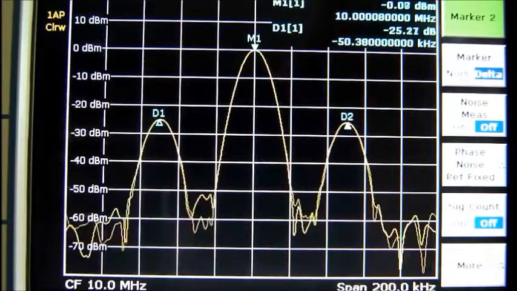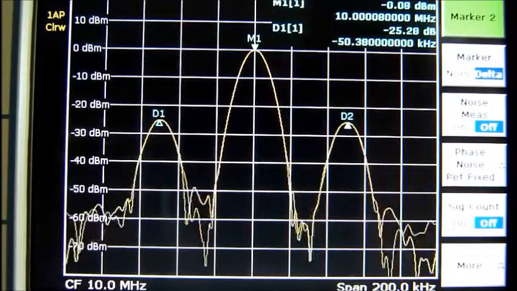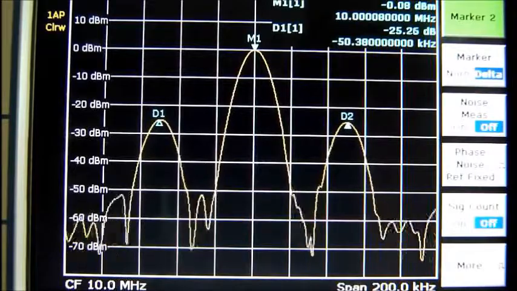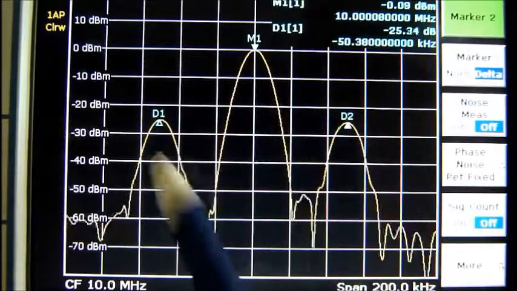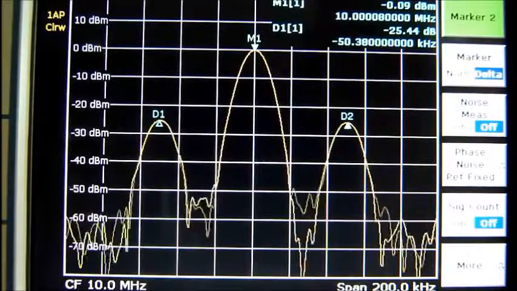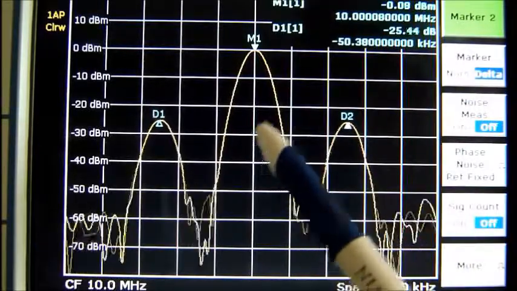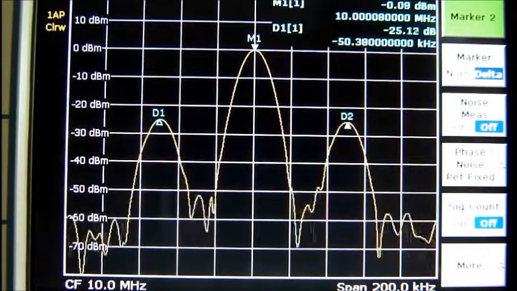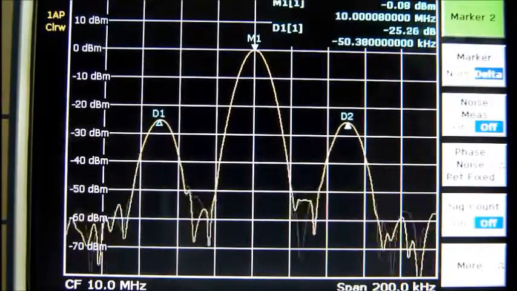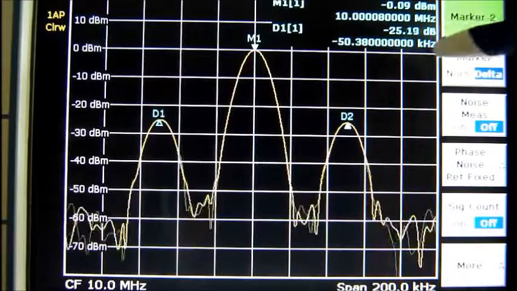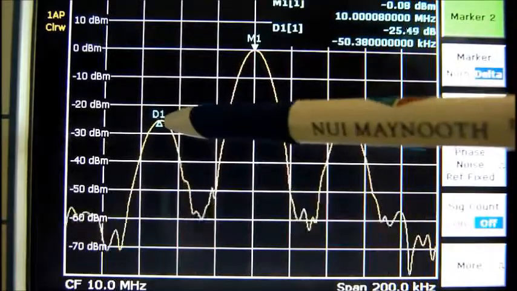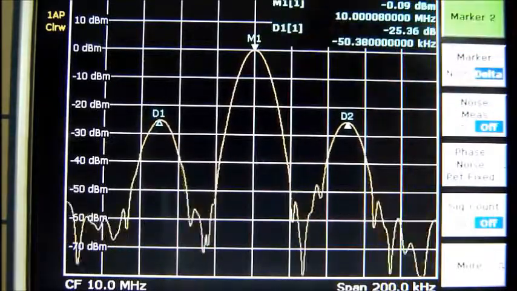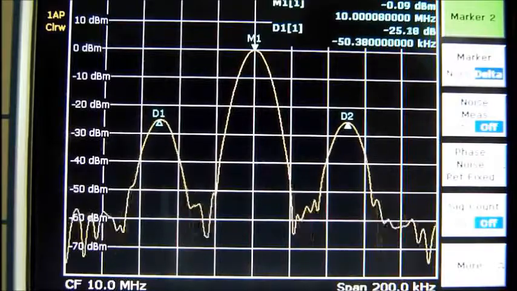Because the information signal was chosen to be a sinusoid of 50 kHz frequency, those two sidebands appear exactly at a distance of 50 kHz from the carrier frequency. We can see this here in the numbers indicating the position of the two delta markers with respect of the center marker situated in the peak of the carrier.